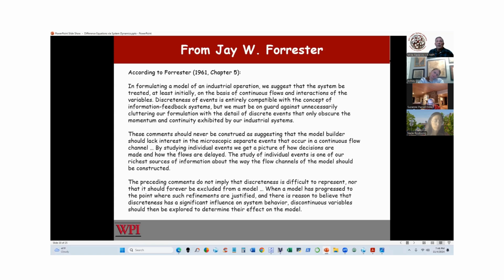The preceding comments do not imply that discreteness is difficult to represent, nor that it should be forever excluded from a model. When a model has progressed to the point where such refinements are justified, and there is reason to believe that discreteness has a significant influence on system behavior, discontinuous variables should then be explored to determine their effect on a model." No other than Jay is saying, hey, you can do this.